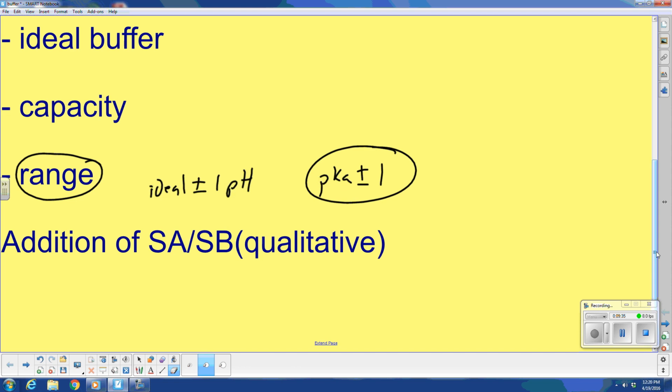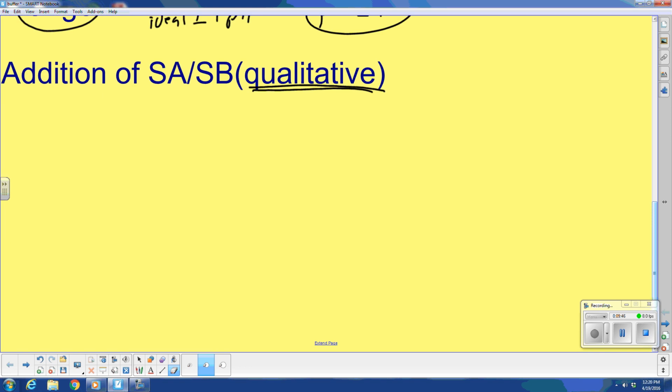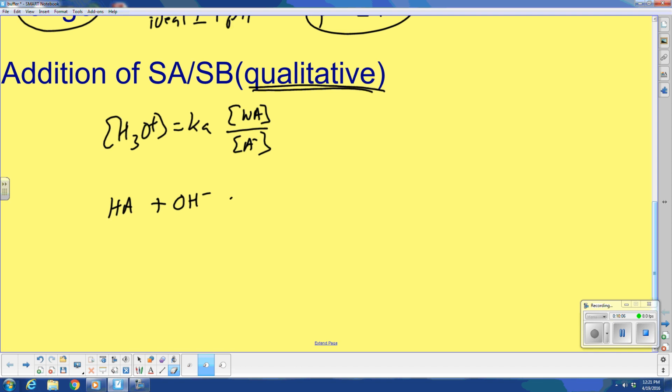And then finally, addition of strong acid, strong base. This is only qualitative now. You no longer have to do this calculation, is what I'm told. And so what I'm going to do is go back to this. We know that hydronium is equal to the Ka times the concentration of my weak acid over the concentration of my conjugate base. So if I start off with my weak acid and I'm going to add hydroxide, what am I going to get over here? I'm going to get water plus A minus, right?